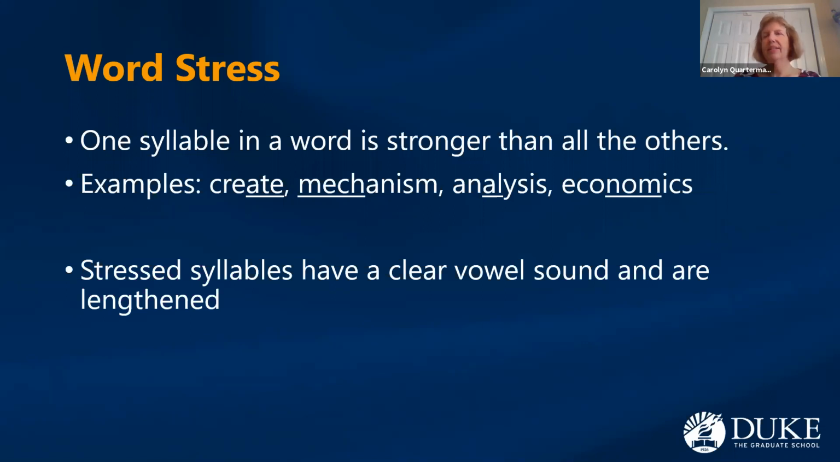So let's look at those examples again. Create, mechanism. It might help you to imagine a rubber band lengthening. Create, right? That vowel sound is lengthened. Mechanism. So the lengthening is important, and the vowel sounds were clear. A is very clear. E is very clear. The unstressed syllables like the cre in create or the ism in mechanism did not have as clear vowel sounds, and they were much shorter.